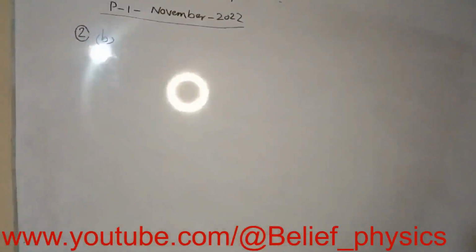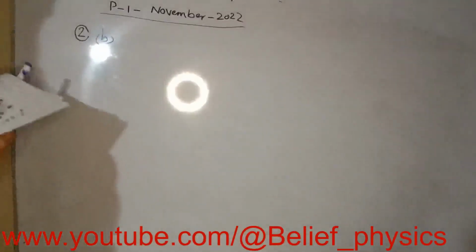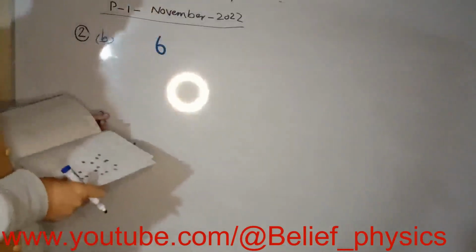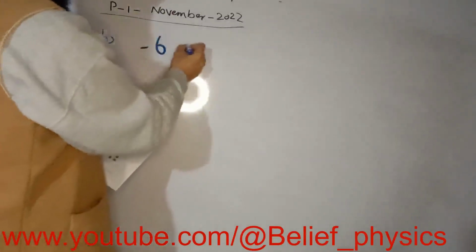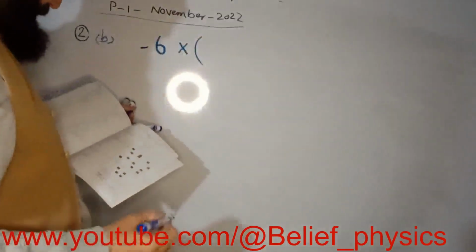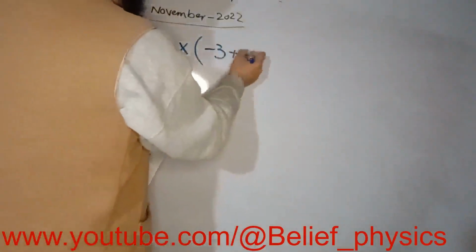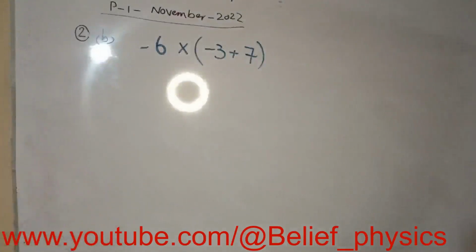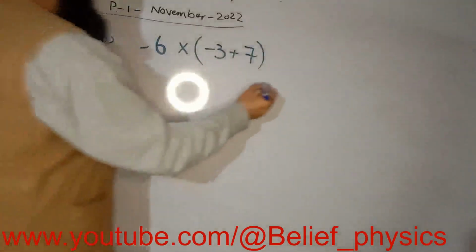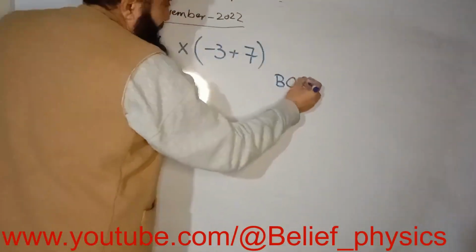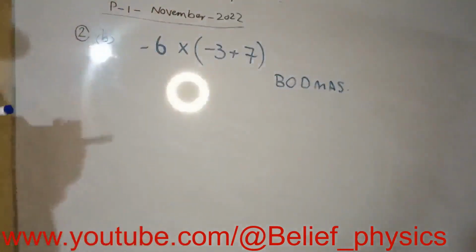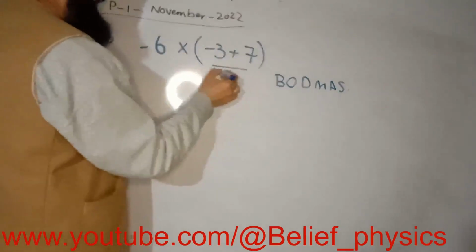B part is work out 6 minus 6 multiplied by bracket open minus 3 plus 7 bracket close. We have to work out this thing. Now again we will use BODMAS, bracket open, division, multiplication, addition and then subtraction. First of all, bracket open. We will do this bracket first.